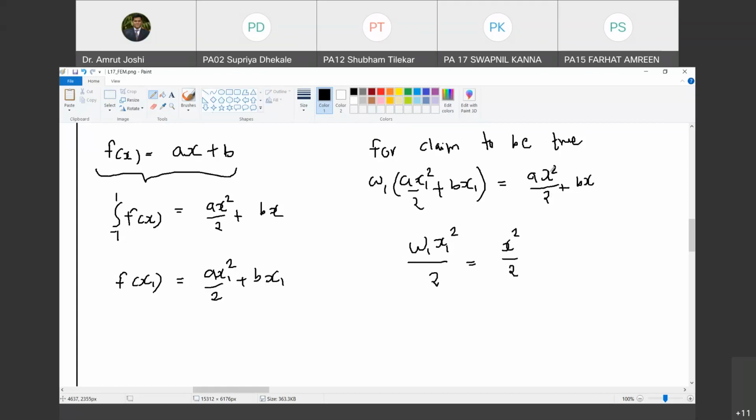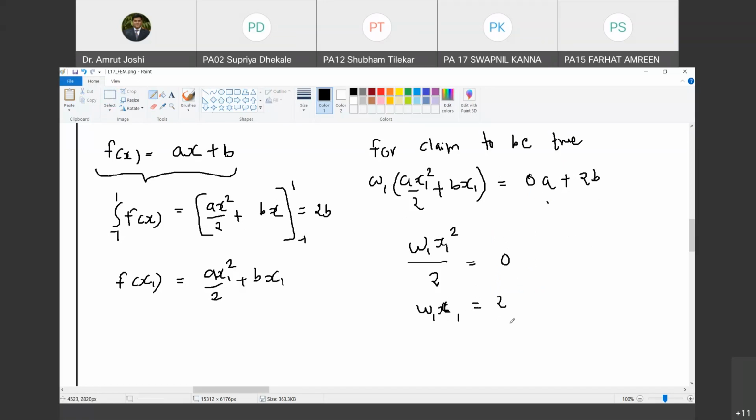Agreed? Yes, sir. We did not evaluate this integration. We need to evaluate it from -1 to 1. For -1 to 1, the even power term x square is going to vanish, and what remains is 2b. So this has to be equated to 0 times a plus 2b. Do you agree with me? Yes, sir. Great. So w1 x1 square by 2 has to be equal to 0. Happy? Yes. And w1 x1 must be equal to 2. Yes, sir. Are you with me?